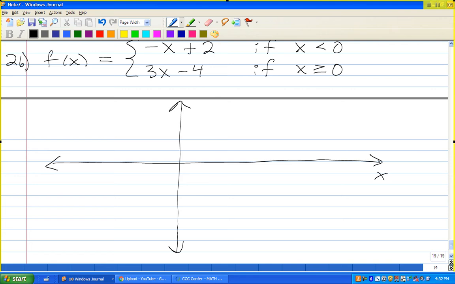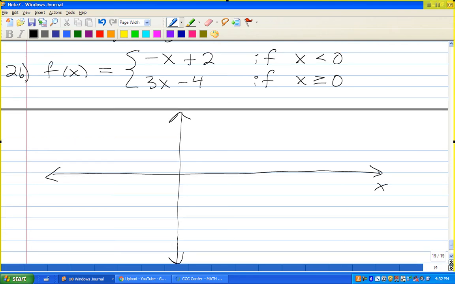So at 0, I have the first piece, negative x plus 2. It has a y-intercept of 2, but I don't include it because this is only true for x's being less than 0. It has a slope of negative 1, so a run of 1 and a rise of negative 1. And so it looks like that for x less than 0, which has a slope of negative 1.